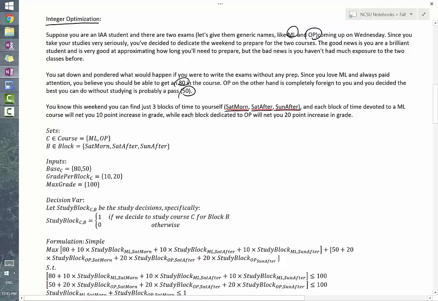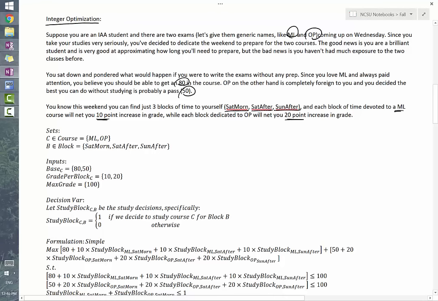And each block of time that is devoted to studying ML will net you 10 points increase in grade, while each block of time dedicated to OP will net you 20-point increase in that exam. So how is this different from linear programming? Well, no longer can we make a decision about how many hours, maybe decimal, to spend on each course. But rather, we have for each course, 3 decisions to make.